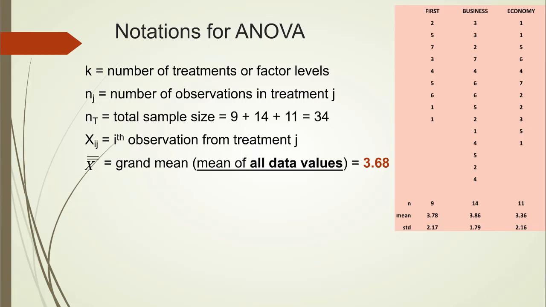I will use X with double bars to represent the grand mean. That is the mean of all satisfaction scores across all 3 classes. This number is found to be 3.68. This is not the average of X bar 1, X bar 2, and X bar 3, because different travel classes have different numbers of passengers. We would have to add up all individual scores and then divide by 34 to get this grand mean.